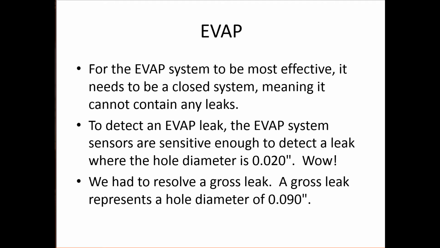proposed that all of these emission control systems test themselves, and one of the tests in the EVAP system is it tries to detect if there are leaks in the system that are allowing vapors to leak to the atmosphere. The sensor is so sensitive it can detect a hole 0.02 of an inch in diameter. It's pretty small. And in our case, we have a gross leak, which is a 0.09 inch diameter hole in the fuel system.